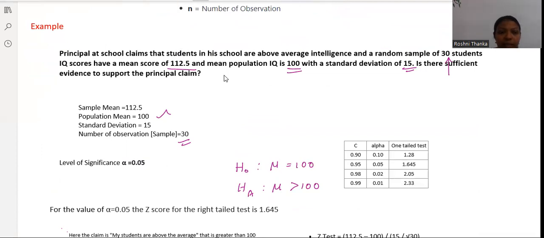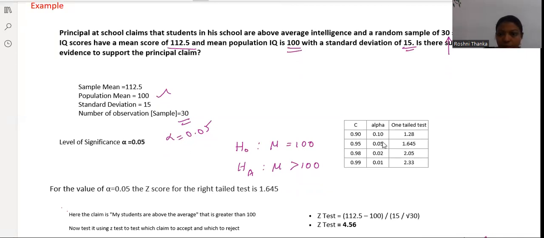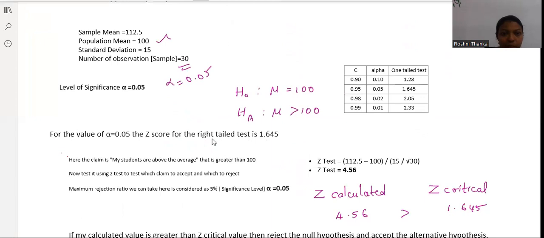Now let us take the significance level alpha equal to 0.05. Like we saw with the confidence level, 0.05 is like the 95% we took for confidence level, which means 95% of the time we will be getting the same thing. Here we take a significance level of 0.05, and the critical value we get here is 1.645. For the significance level of 0.05, this is the one-tailed test value we get. So that is the z-score value.